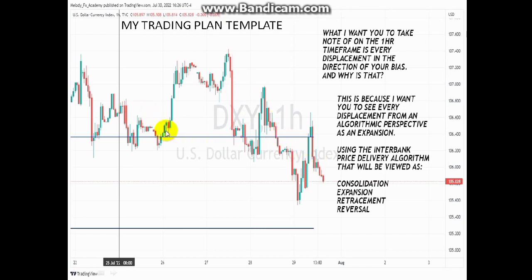Now what I want you to take note of on the 1 hour time frame is every displacement in the direction of your bias. In other words, you are not interested in this displacement. You're only interested in the one that goes in the direction of your intended bias. Once you have those levels marked out, until you see that displacement, you are not doing anything. You are just waiting and watching price to give you that displacement.